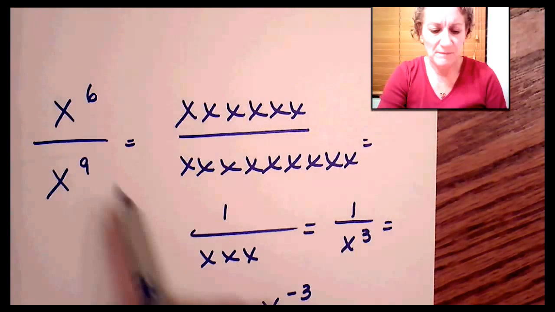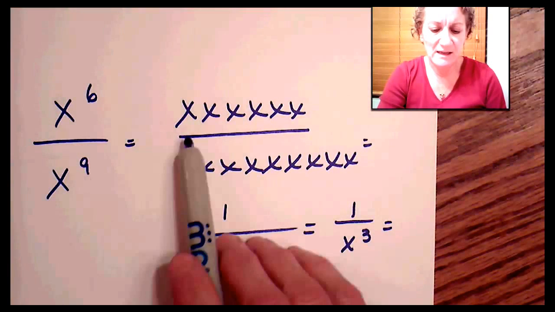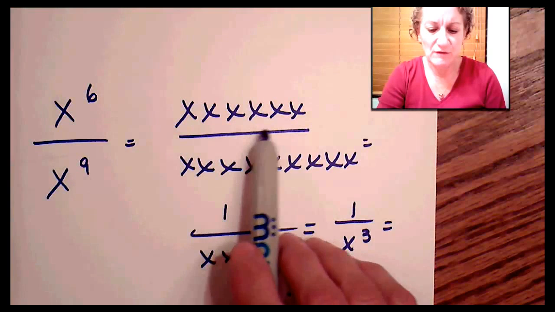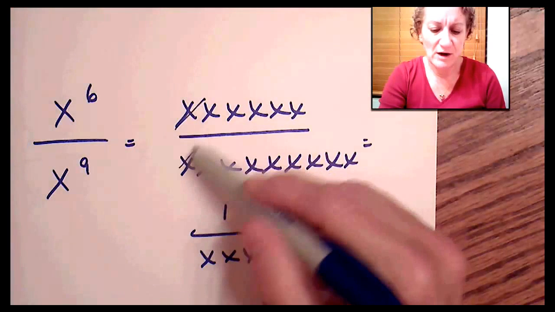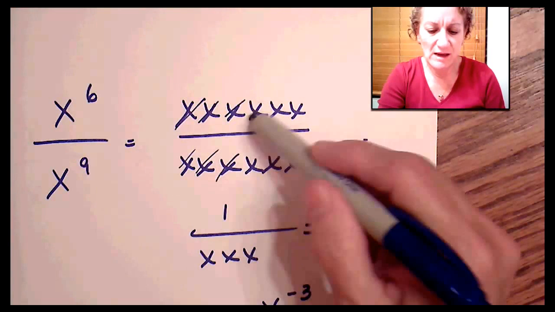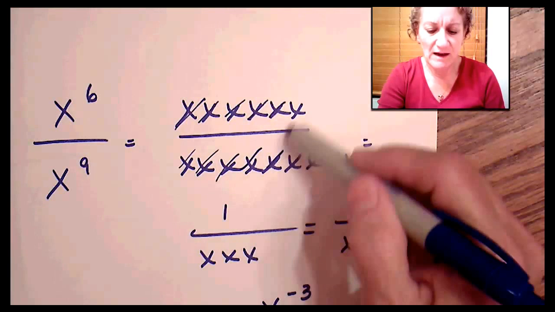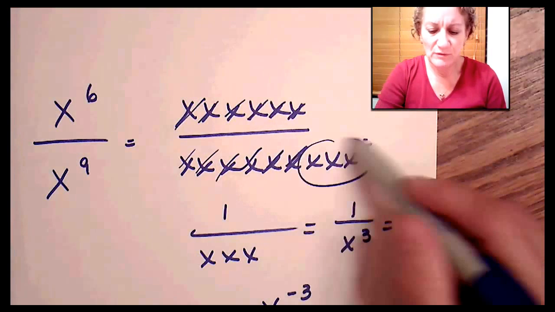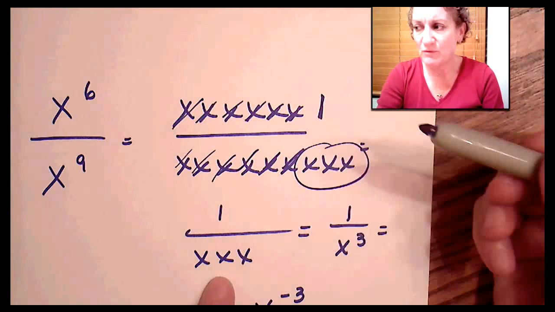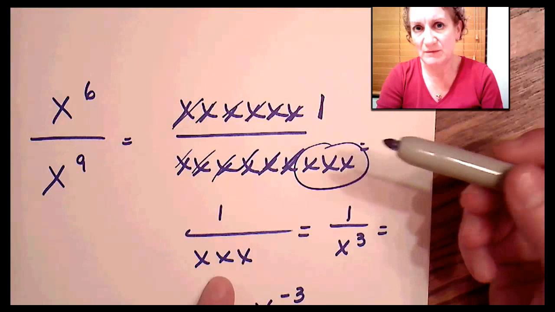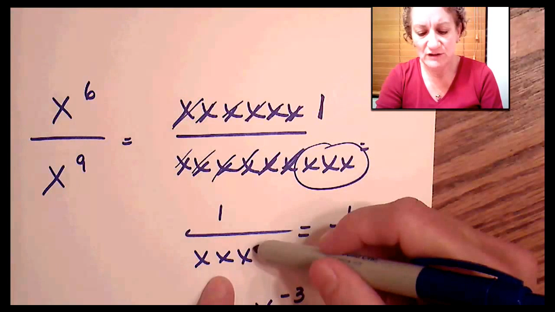One more example. X to the sixth divided by x to the ninth. 1, 2, 3, 4, 5, 6 divided by 9 x's. Let's do our canceling. 1, 2, 3, 4, 5, 6. And we're left with 3 in the denominator. There's an invisible 1 up here. We don't write it generally unless there's nothing else up there. So it's 1 over x to the third.